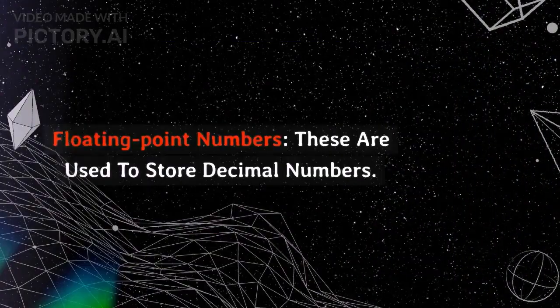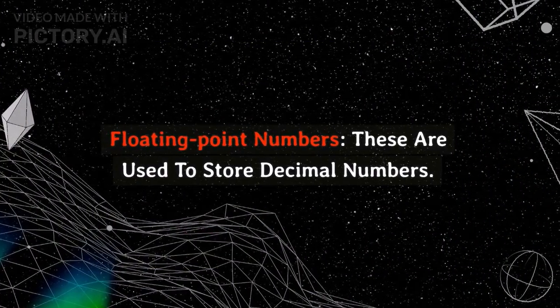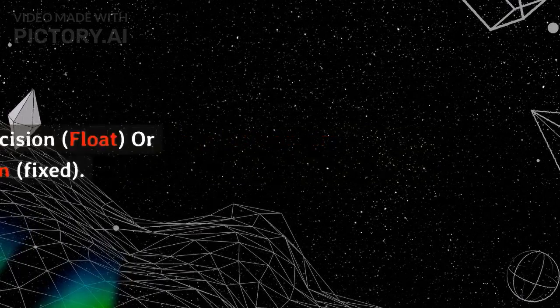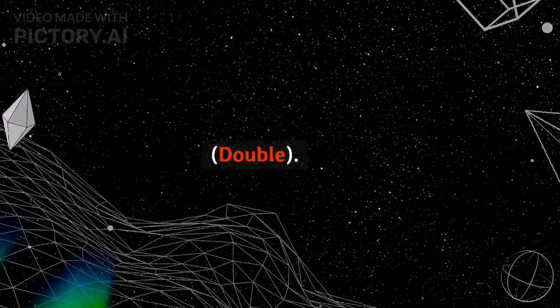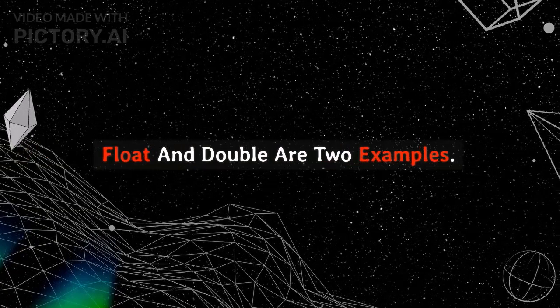Next, floating point numbers. These are used to store decimal numbers. They can be single precision, float, or double precision, double. Float and double are two examples.